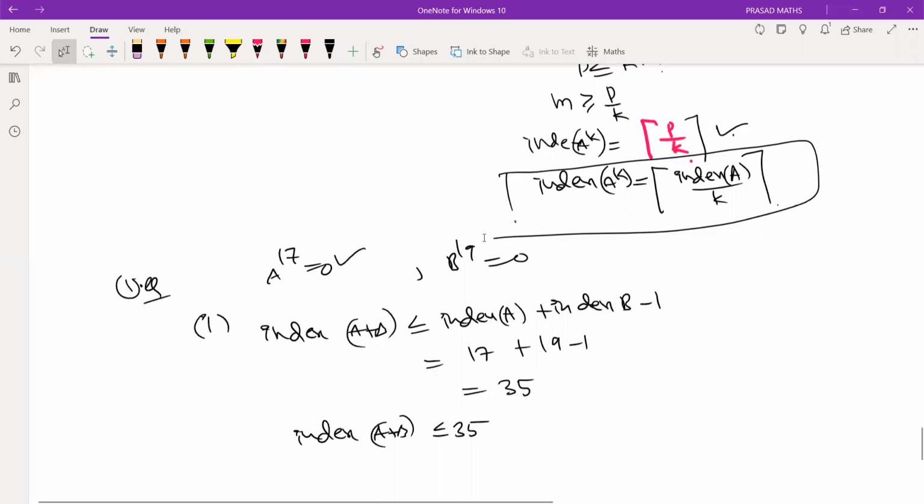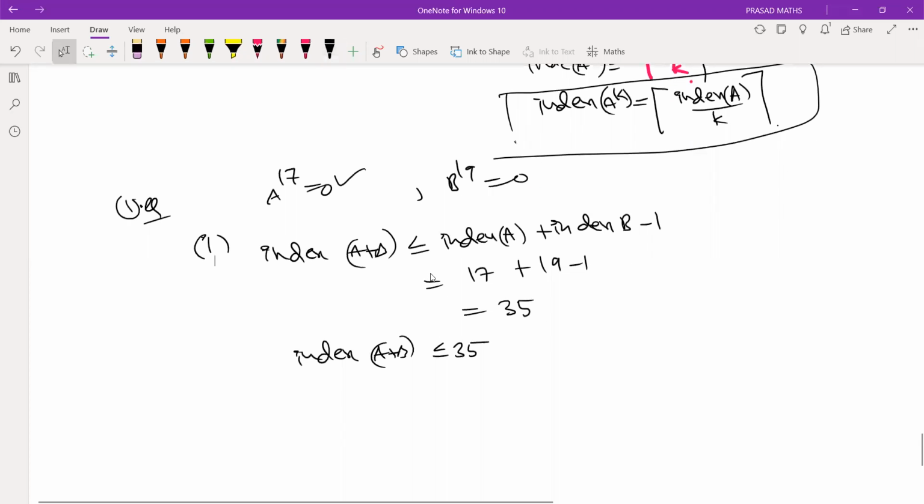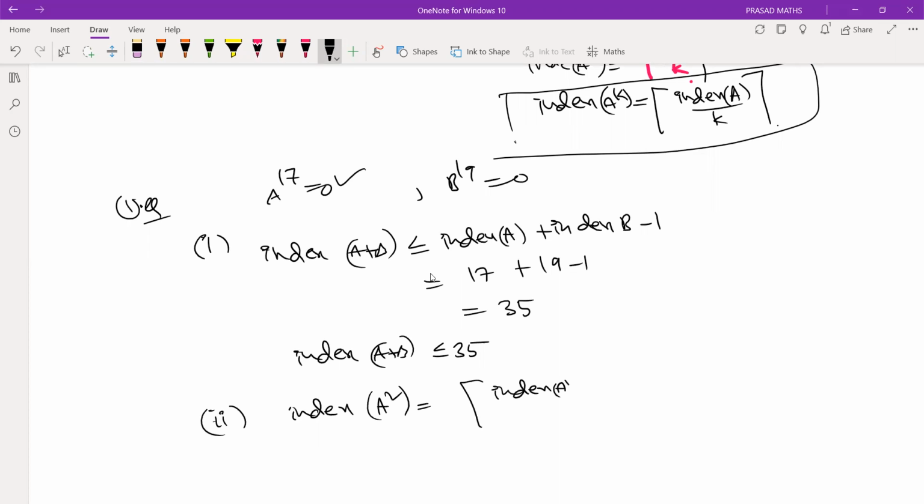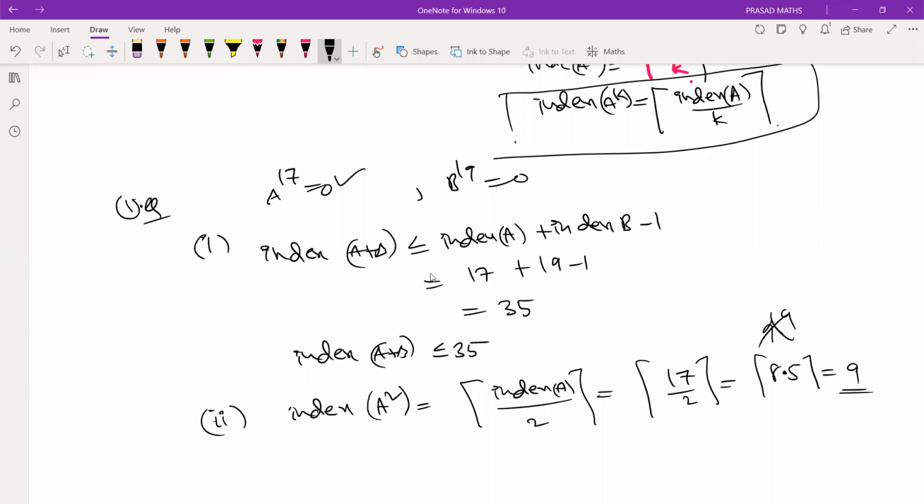Second, what is the index of A squared? The formula is the ceiling of the index of A divided by 2. The index of A is 17, so 17 by 2 is 8.5. Taking the ceiling, the least integer greater than or equal to 8.5, we get 9. Ceiling function 9. Is it clear?